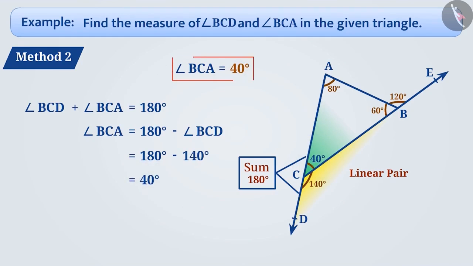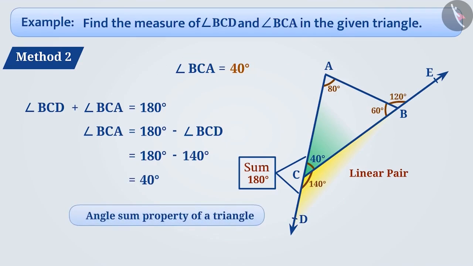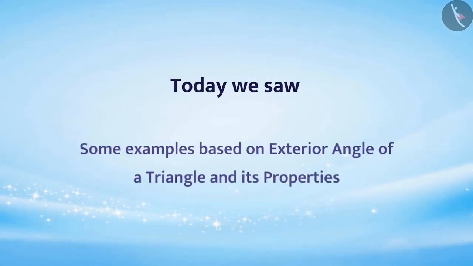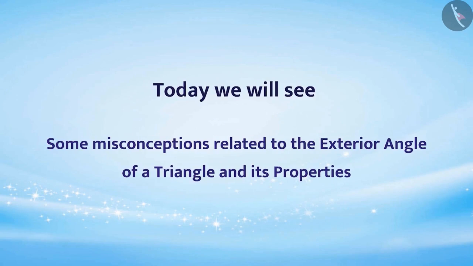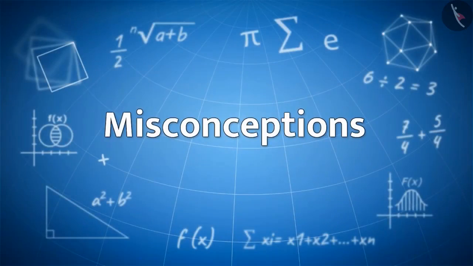We can also find the measure of angle BCA using angle sum property of a triangle, which we will discuss in detail soon. Always remember, in mathematics, we can find answers to any question using different methods. So today we saw some examples based on exterior angle property of a triangle. In the next video, we will see some misconceptions related to them. Triangle and its properties.